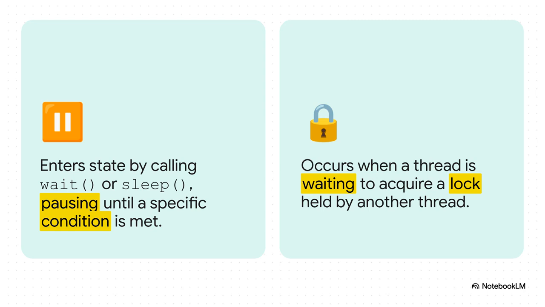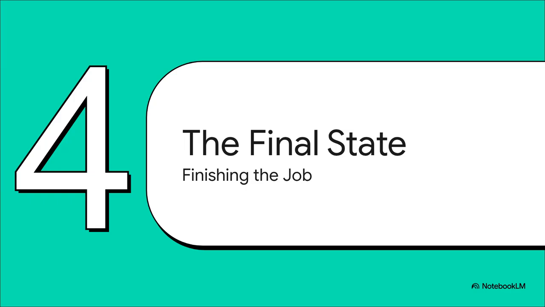Blocked, on the other hand, is involuntary. Our worker needs a very specific tool, let's call it a synchronized lock, but another worker is already using it. They are literally blocked, stuck, unable to move forward until that tool's put back. And that difference really matters, because while waiting is often part of a design, a lot of blocked threads can signal a serious performance problem.